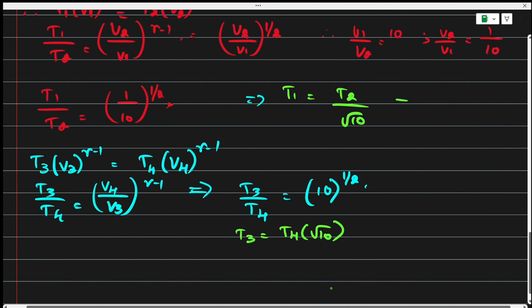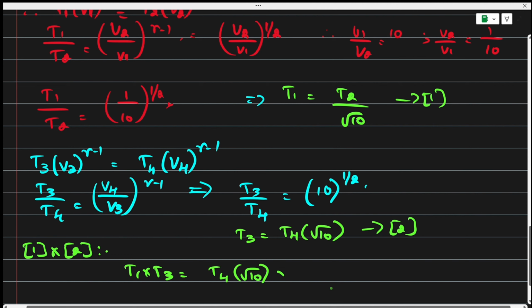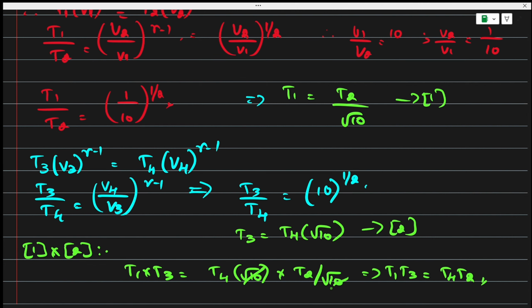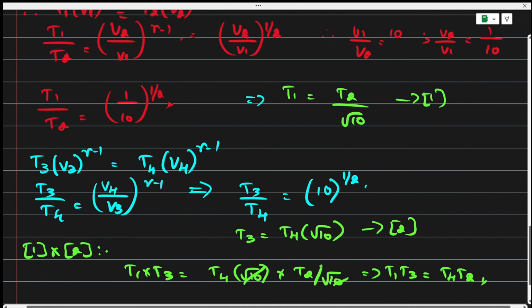Let's multiply these equations. T1 into T3 is equal to T4 into root 10 into T2 by root 10. Let's get rid of root 10 and we will get T1 into T3 is equal to T4 into T2, which is the right answer. So option C is correct.